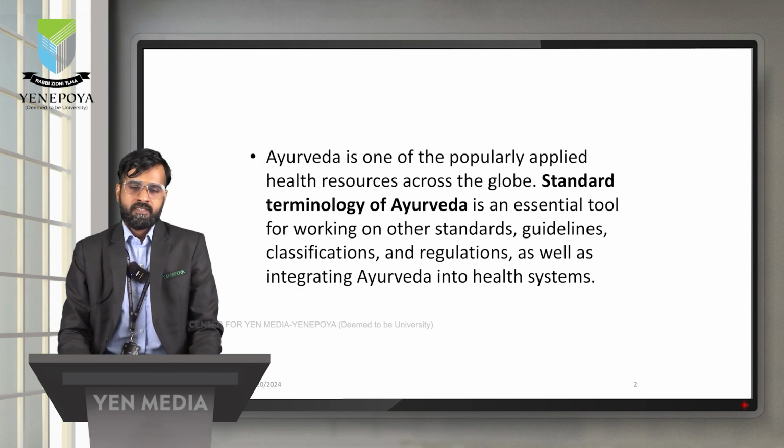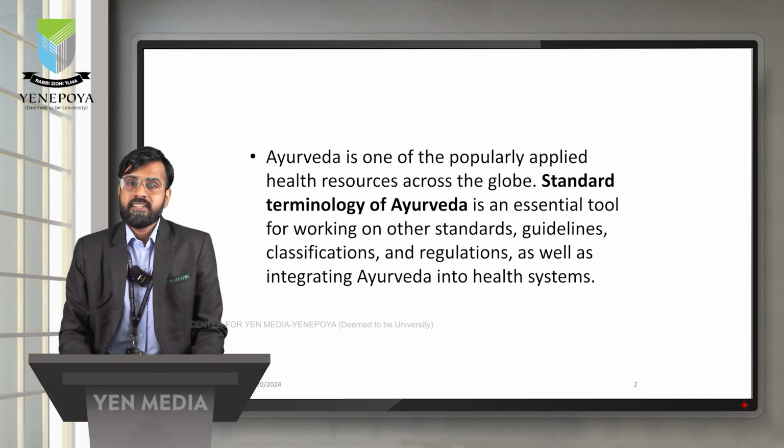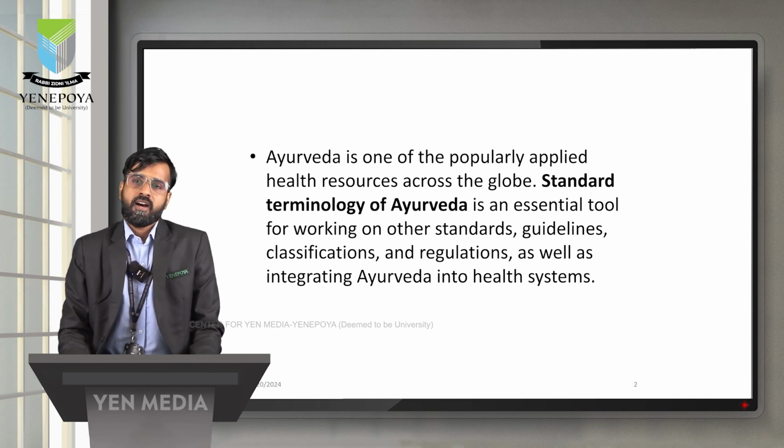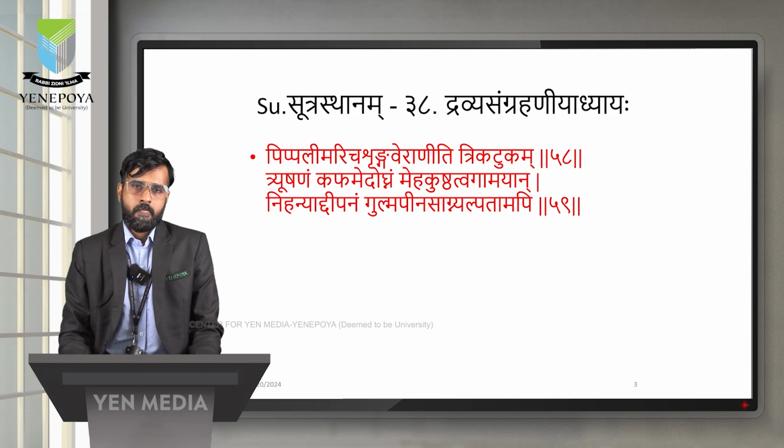You know that we can find such terminologies in Ayurveda: Trifala, Trikatu, Tridosha or Dashamula. All these standard terminologies are essential tools to understand Ayurveda, as well as to classify the different Ayurvedic literatures as well as the drugs, and they also help in integrating the Ayurvedic system into other health systems.